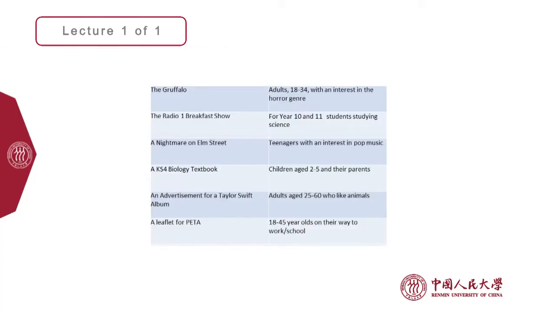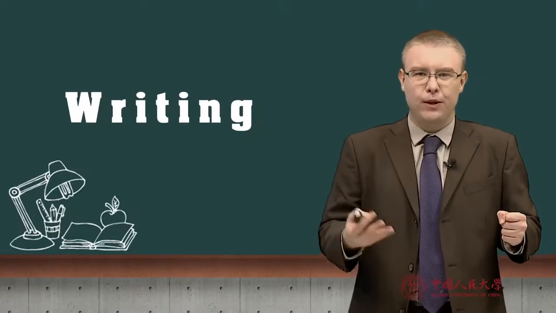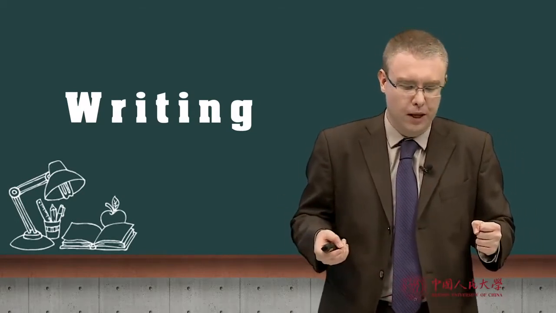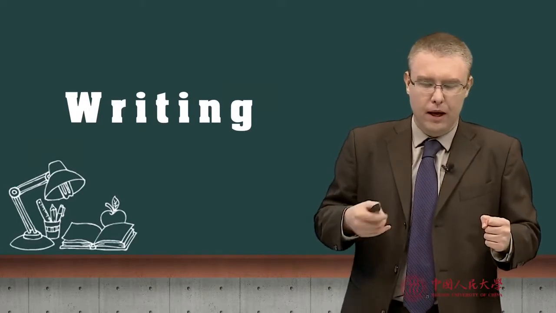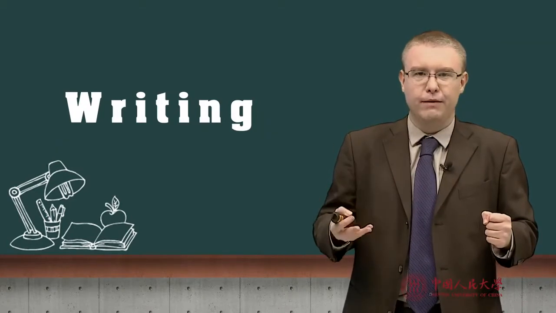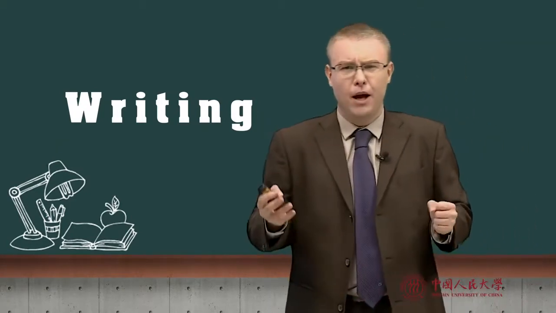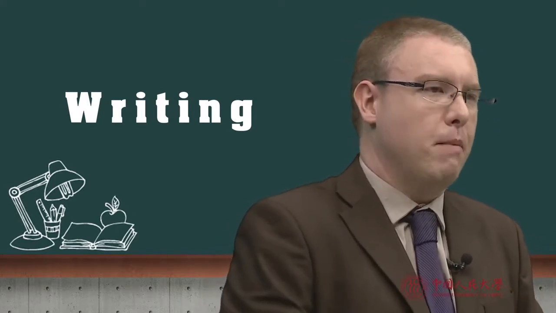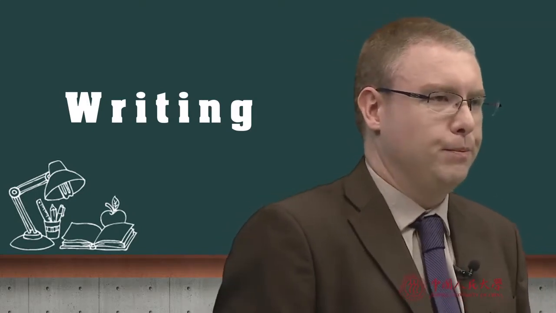descriptions. Okay, so we've got the Gruffalo, the Radio 1 Breakfast Show, A Nightmare on Elm Street, a KS4, Key Stage 4, textbook, which is a biology textbook used in British schools, an advertisement for a Taylor Swift album, and a leaflet for PETA. PETA is the People for the Ethical Treatment of Animals charity in America. Take a minute, pause the video, and we'll be back with the answers. See if you can match the audiences with the materials.